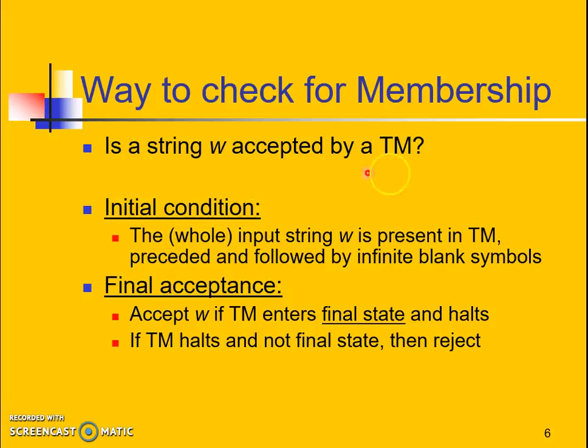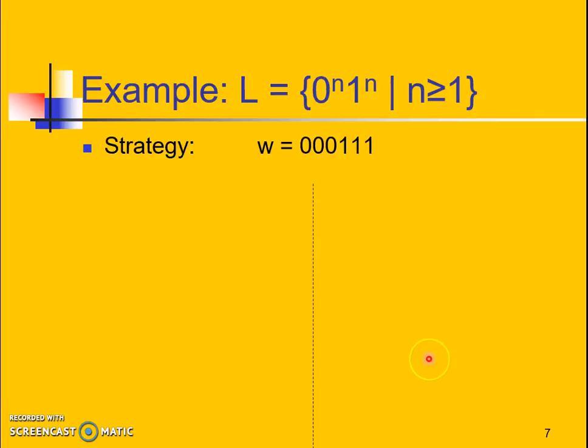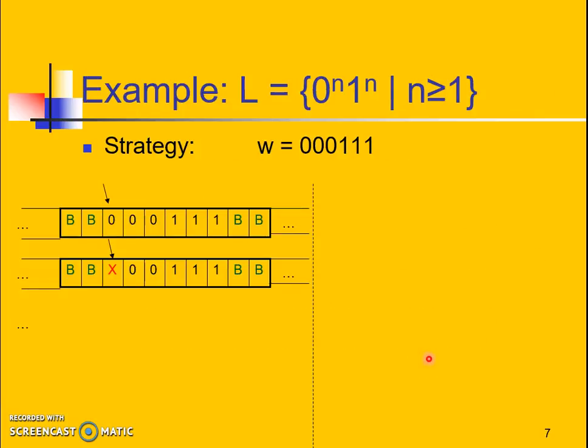Is a string W accepted by a Turing machine? Initial condition: the whole input string W is presented in the Turing machine, preceded and followed by infinite blank symbols. Final acceptance: accept W if the Turing machine enters a final state and it halts. If the Turing machine halts and is not in a final state, then it is rejected.